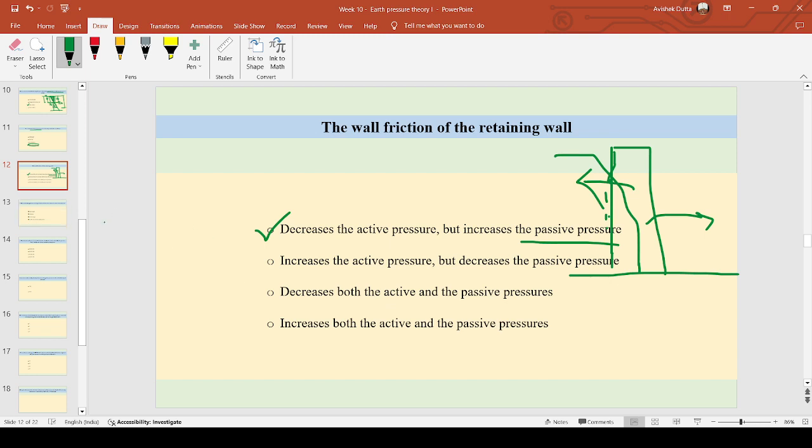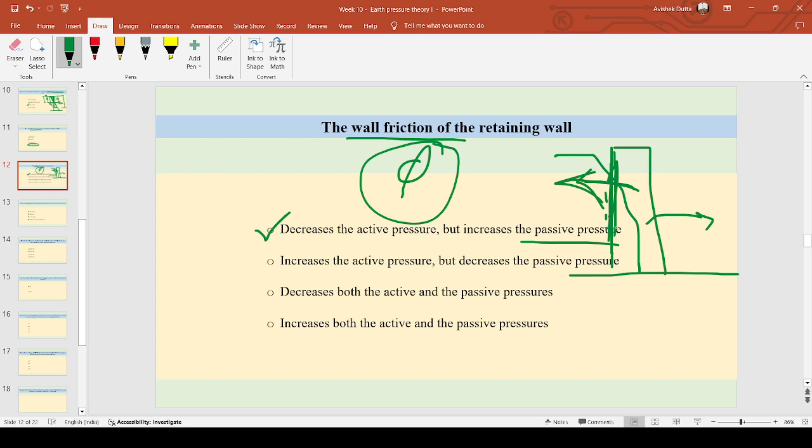Sir, can you repeat it once, please? See, friction, what does it do generally? It increases the strength, right? In any sort of material. When you are talking about wall friction, there is a certain amount of wall roughness. So when the wall moves towards the soil, the contact between the backfill and the back of the wall enhances, isn't it?